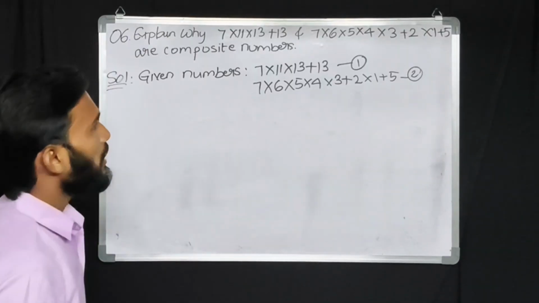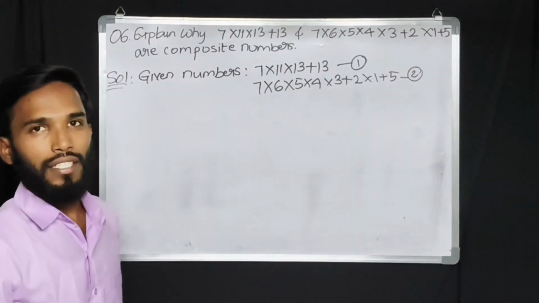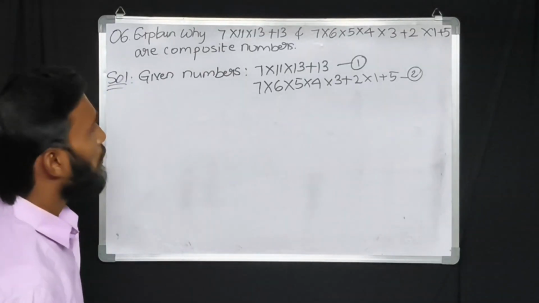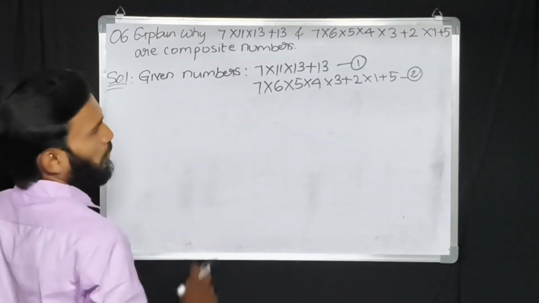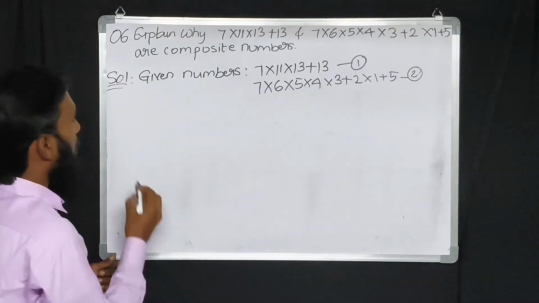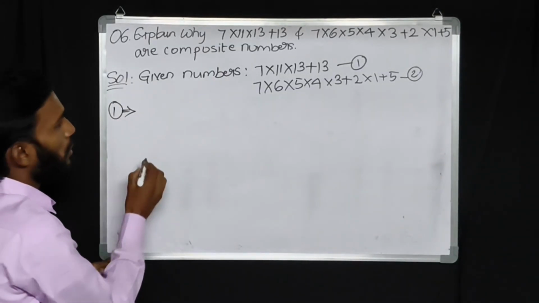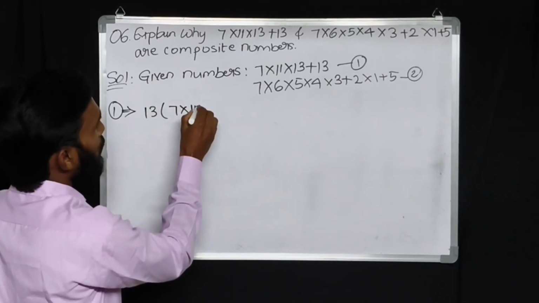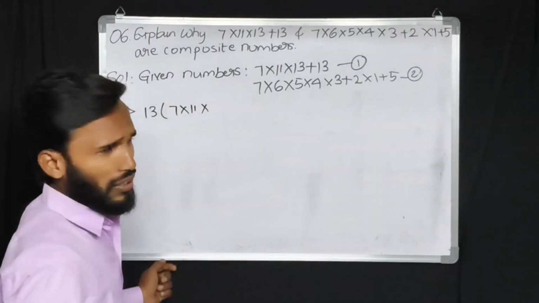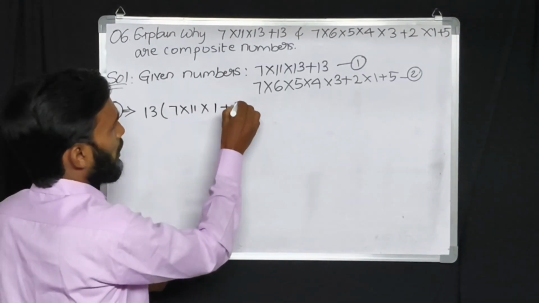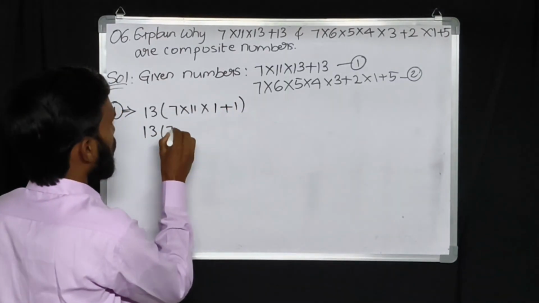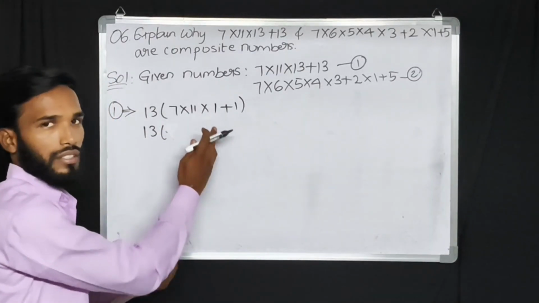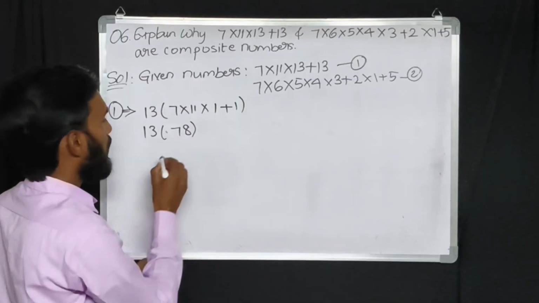Explain. First, if you simplify this, you will get a number. If you simplify this also, you will get a number. Before simplifying, see what common terms are there in both the first number and the second number. In the first number, the common term is 13. So if 13 is taken out, 7 into 11 into 1, and here also 1. Now 13 into 7 into 11 is 77. 77 into 1, 77 plus 1, is 78.